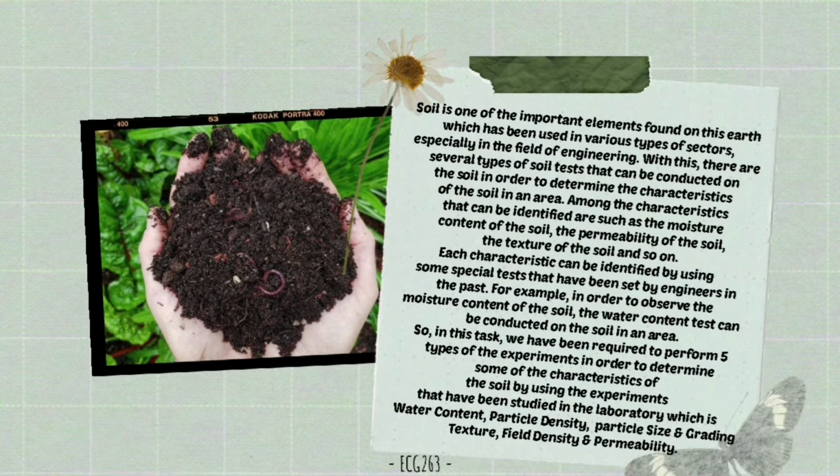For example, in order to observe the moisture content of the soil, the water content test can be conducted on the soil in an area. So, in this task, we have been required to perform 5 types of experiments in order to determine some of the characteristics of the soil by using the experiments that have been studied in the laboratory, which are water content, particle density, particle size and grading texture, field density, and also permeability.